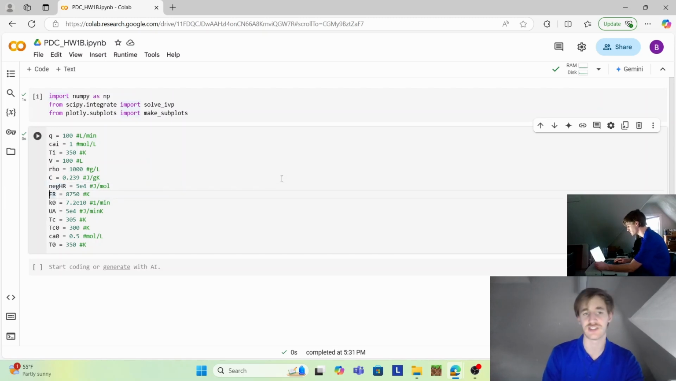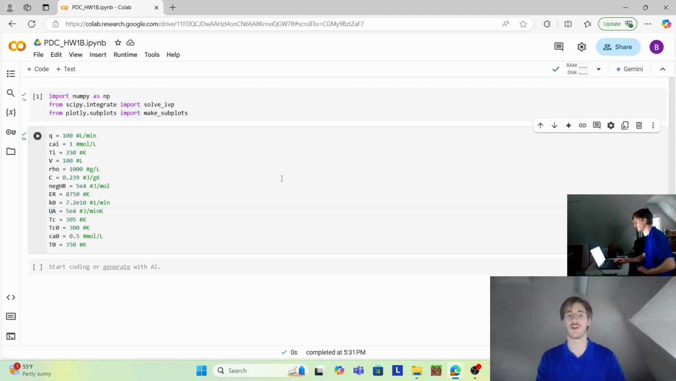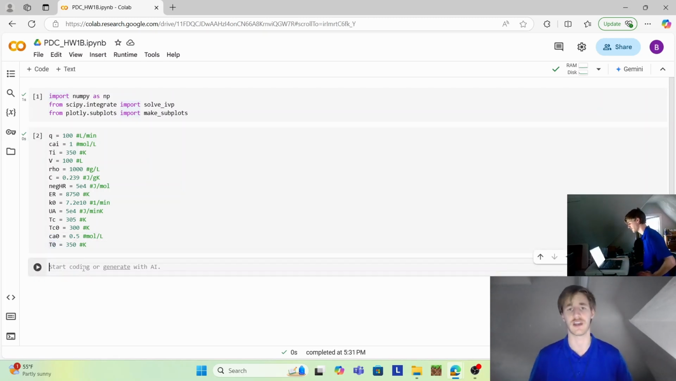Our activation energy over R is 8,750 Kelvin. Our K naught, which we will use for the Arrhenius equation, is 7.2 times 10 to the 10th, 1 per minute. And our heat transfer coefficient for convection from the cooling water is 5 times 10 to the 4th joules per minute Kelvin, and our cooling water will be at 305 Kelvin. Our initial variables are cooling water at 300 Kelvin, concentration in the tank at 0.5 moles per liter, and temperature in the tank of 350 Kelvin.